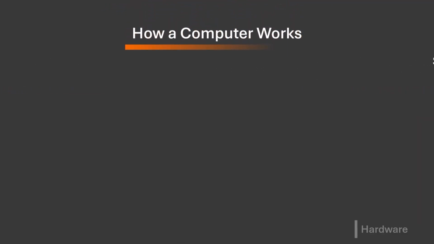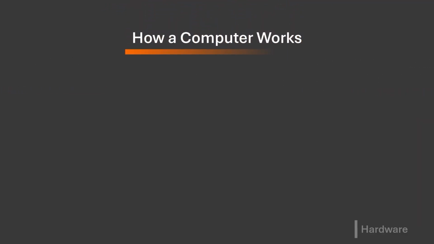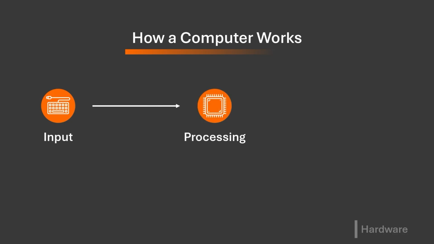All computer systems follow the IPOS cycle, which stands for input, processing, output, and storage. Let's break it down. Input is the first step where data enters the system. This can be as simple as typing on a keyboard, clicking on a mouse, or even speaking into a microphone. Processing happens when the computer's processor takes the input data and performs tasks based on the instructions provided by the software. For example, performing calculations in a spreadsheet or editing a document.